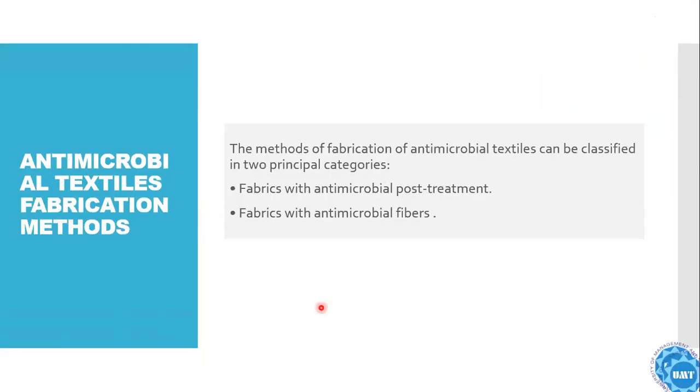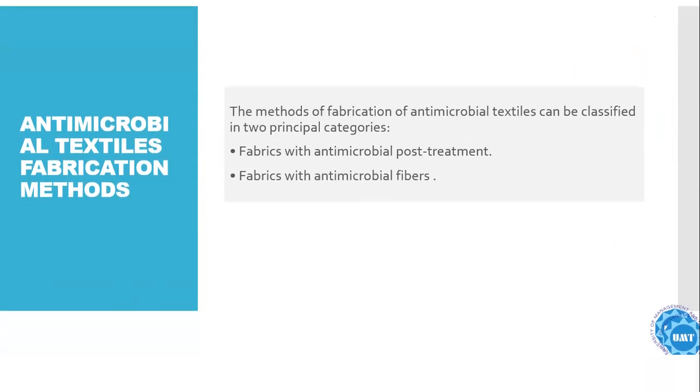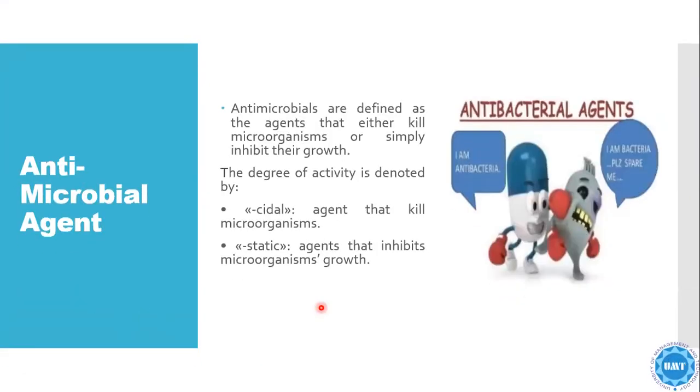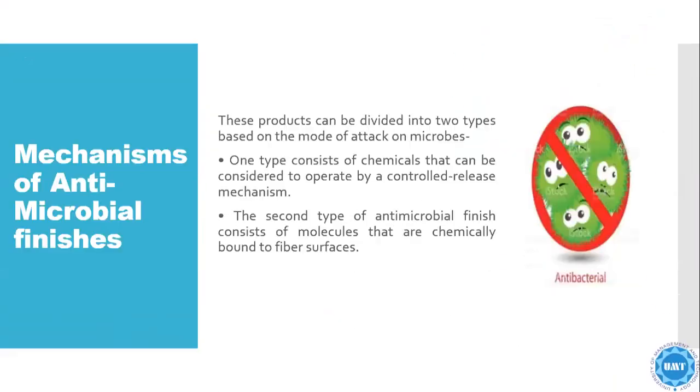What are the fabrication methods? There are two methods: fabrics with antimicrobial post-treatment and fabrics with antimicrobial fibers. Antimicrobial agents are defined as agents that kill microorganisms or simply inhibit their growth, such as antibacterial agents. The degree of activity is denoted by the terms cidal and static: the agent that kills microorganisms and the agent that basically inhibits microorganism growth.